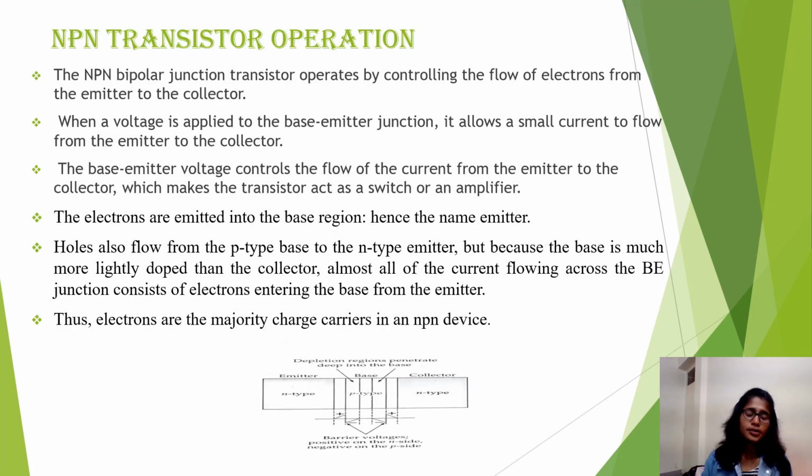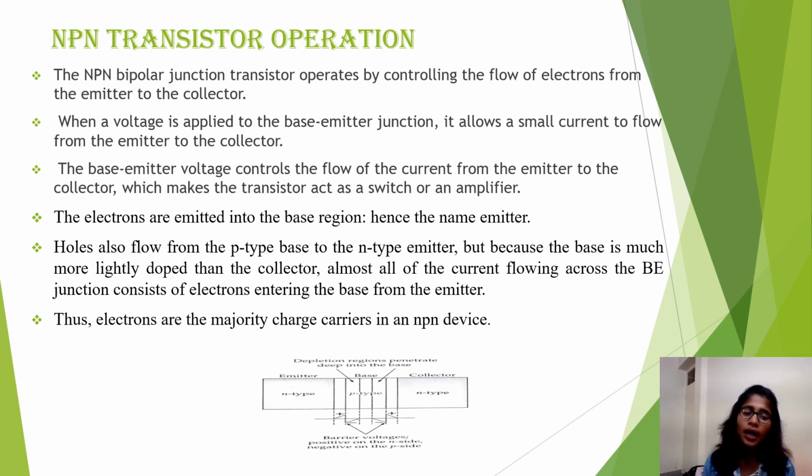So now let us know about NPN transistor operation. The NPN bipolar junction transistor operates by controlling the flow of electrons from the emitter to the collector. When a voltage is applied to the base-emitter junction, it allows a small current to flow from the emitter to the collector. In NPN, the base-emitter voltage controls the flow of current from the emitter to the collector, which makes the transistor act as a switch or an amplifier.